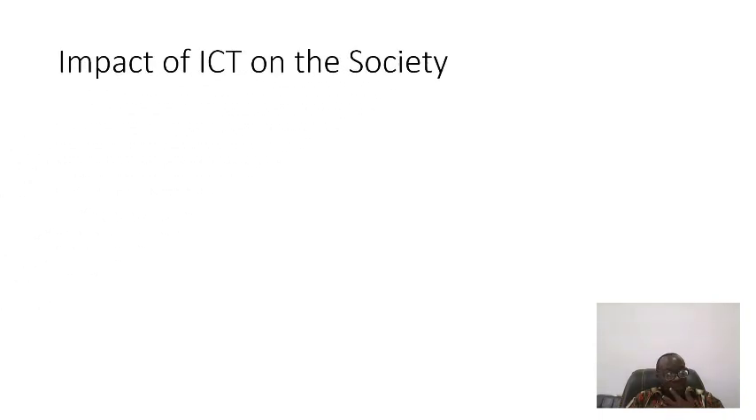Our last part of the study will be on the impact of ICT on the society. All that we mentioned about education and economy impacted on the society. But let's add some few aspects of the impact of ICT on society.